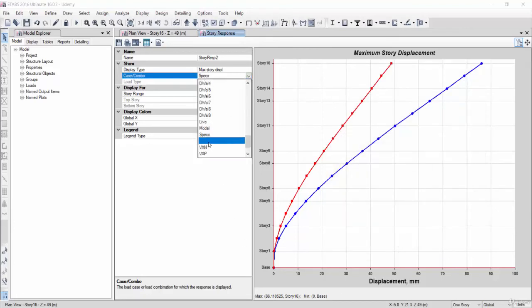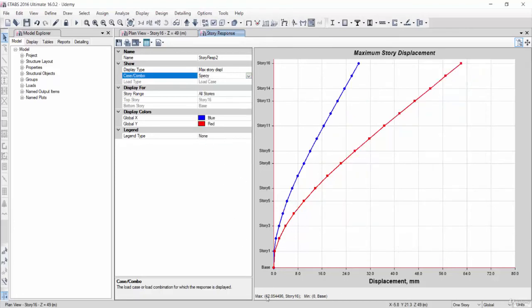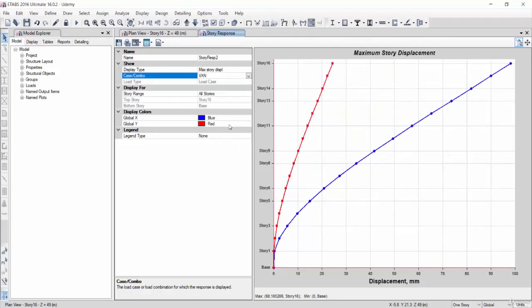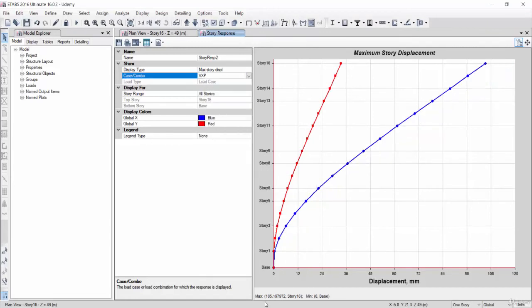For Spec Y, we have a maximum story displacement equal to 62, so we are safe. And for the static we have 98 millimeters, equal to the limit, so we are safe. Here in VXP we have 105 millimeters, above the allowable, but in this project we didn't design the columns.